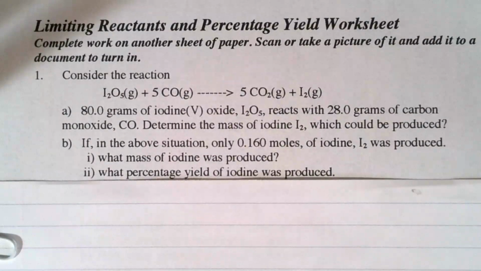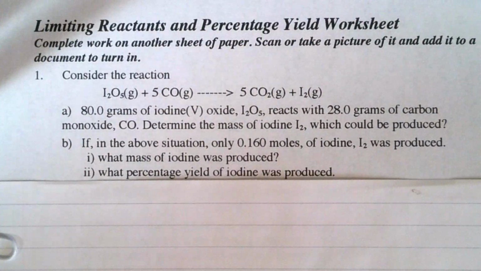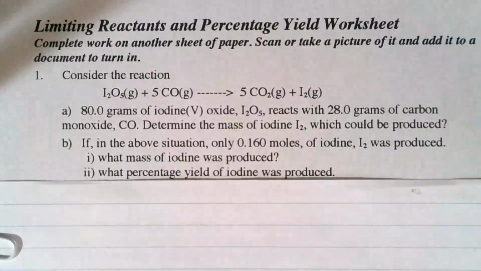Remember, a limiting reactant is a reactant that is going to limit what your product is going to be. So I'm going to consider, this is the first one on here, the reaction where you have iodine 5 oxide plus carbon monoxide yielding carbon dioxide plus iodine gas. And the question for letter A is to determine the amount of iodine that is going to be produced. Since it's a limiting reactant, we have to utilize both of the numbers they gave us, but in two separate stoichiometric equations.